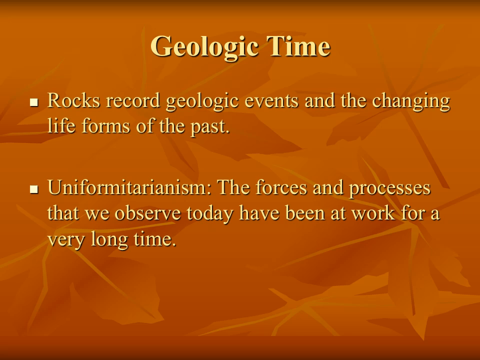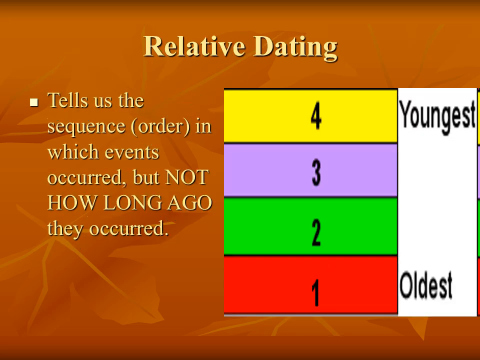And if you break that big word down, the first part is uniform. And anything that's uniform means the same. What this means is that the forces and processes that are happening today that we can look at and see today are the same as they always have been. They have been at work for a very long time, meaning the plates are still moving, there's still molten rock, there's convection currents, everything that's happening. And because of that, we're able to date rocks and sequence events to tell how old different land and life forms are.